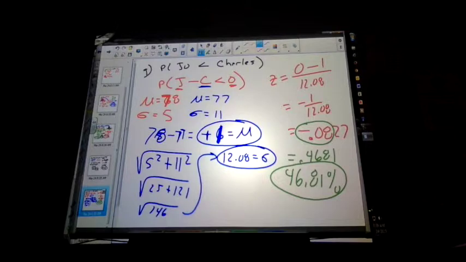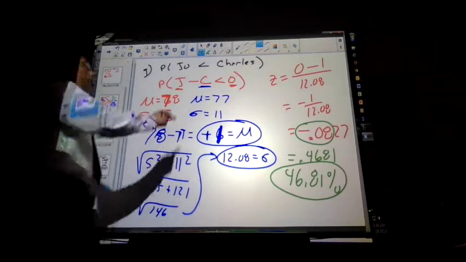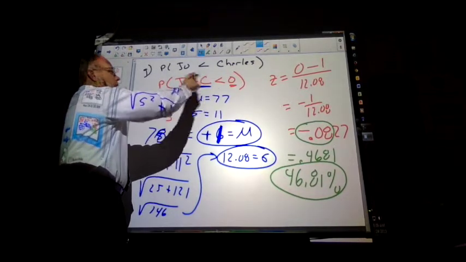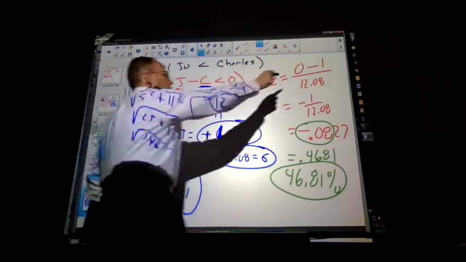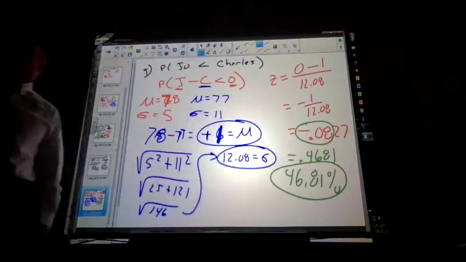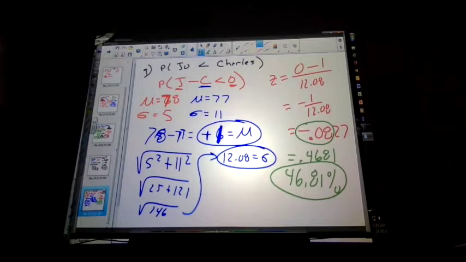So what's the trick on this one? Realizing you can use a little bit of algebra to move things over to have it less than 0. Then your 0 becomes your observed score. Notice I'm not going Joe less than Charles and trying to get a z-score from that. I'm doing algebra, moving a score over, getting an observed score of 0, and moving from there.